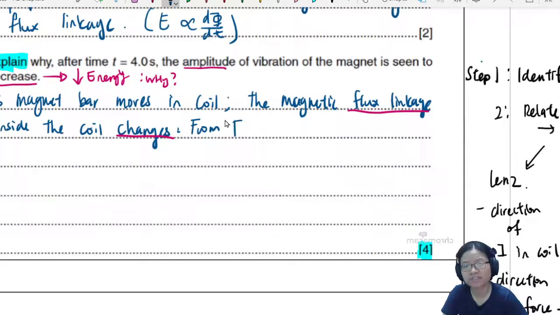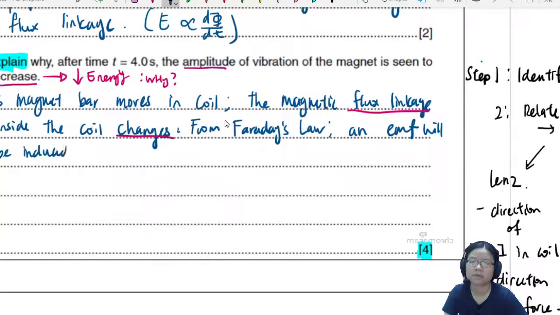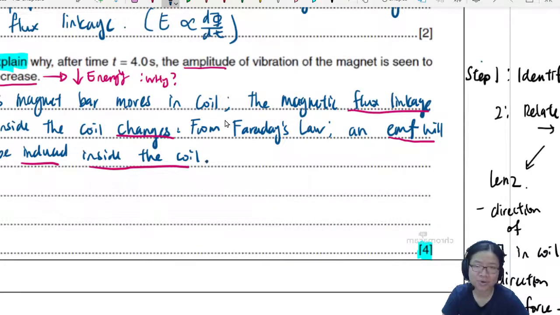From our good friend Faraday, from Faraday's law, an EMF will be induced inside the coil. EMF induced inside the coil to oppose the changes in flux. You can add this in now to flex a bit.